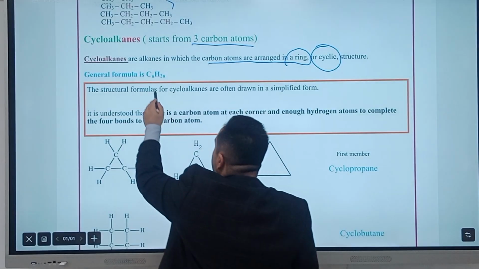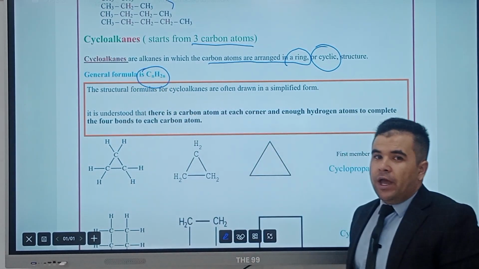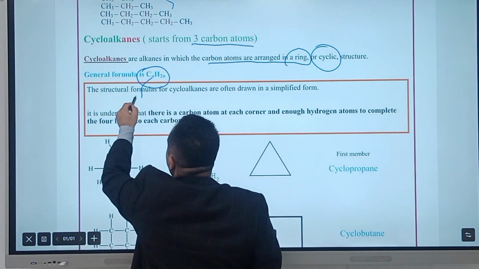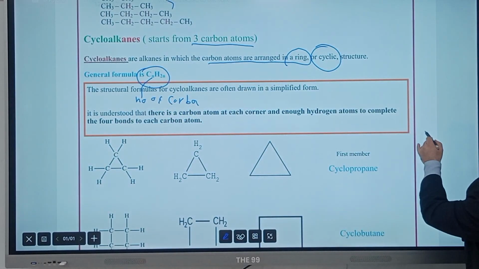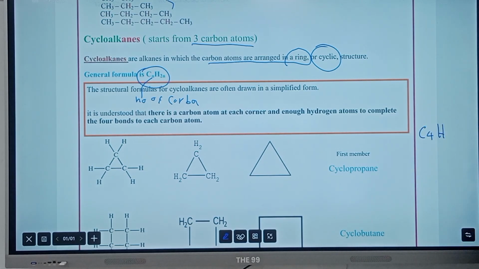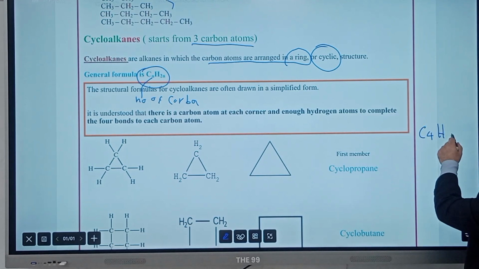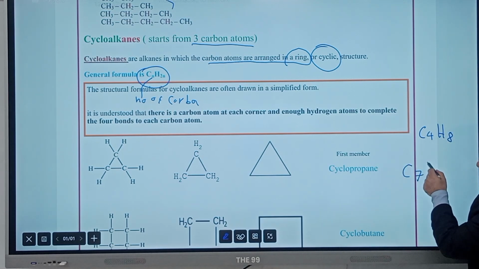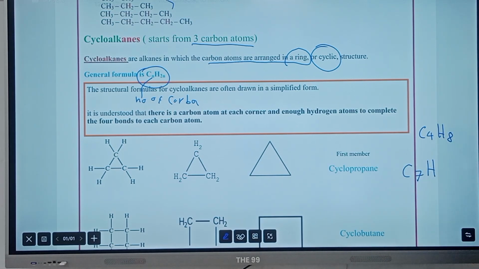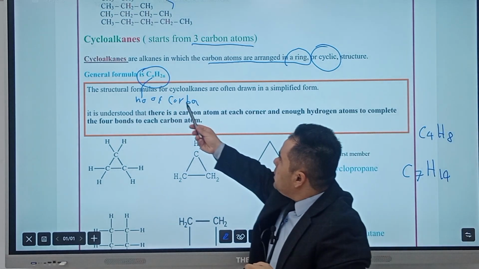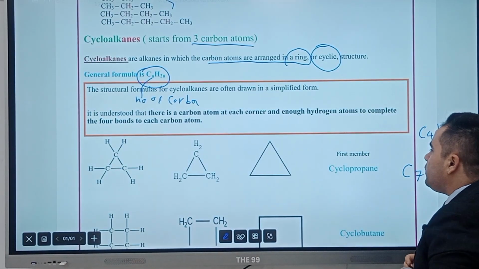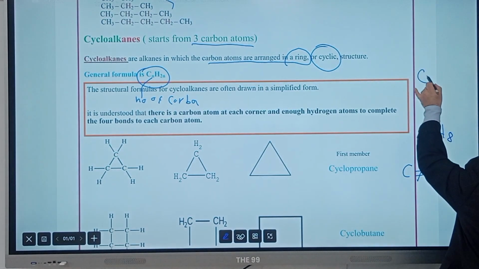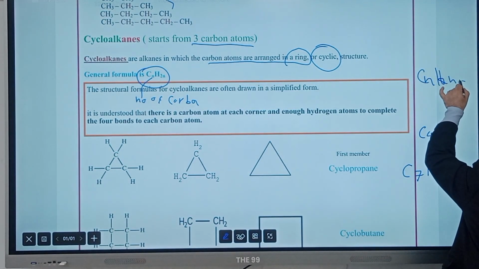The general formula of cycloalkane is CnH2n. The n refers to the number of carbons. For example, if it's C4, what will be the number of hydrogens? 2 multiplied by 4 is 8. If it is C7, what will be the possible number of hydrogens? 7 multiplied by 2, 14, and so on. So the general formula of the cycloalkane is CnH2n. But for the alkane, guys, it's CnH2n+2.